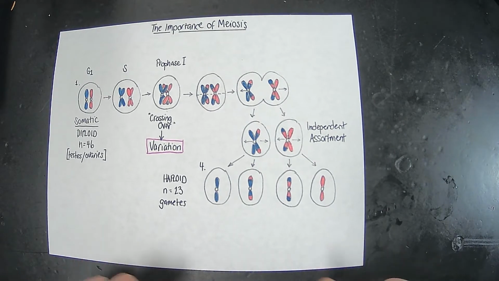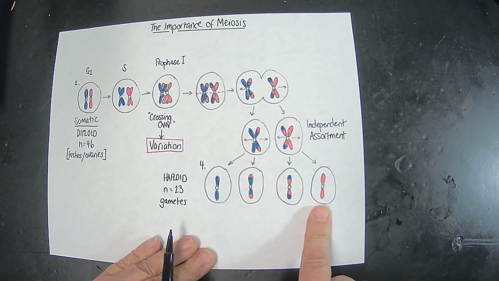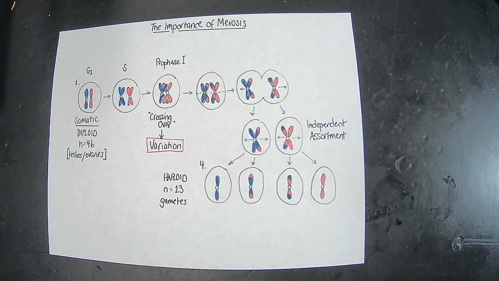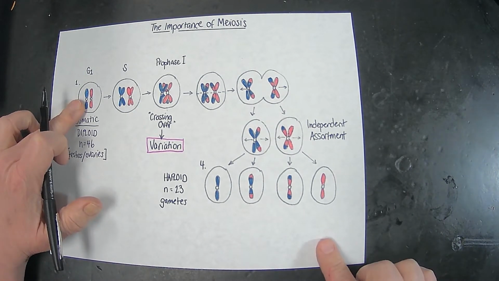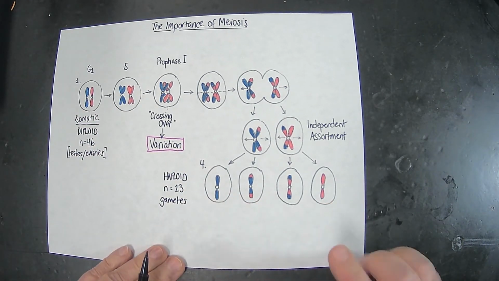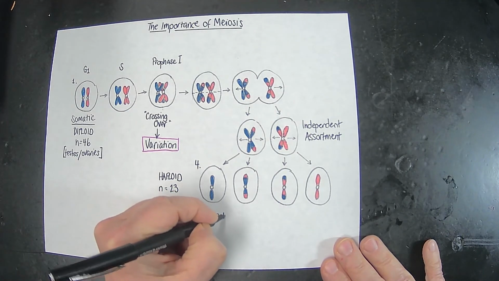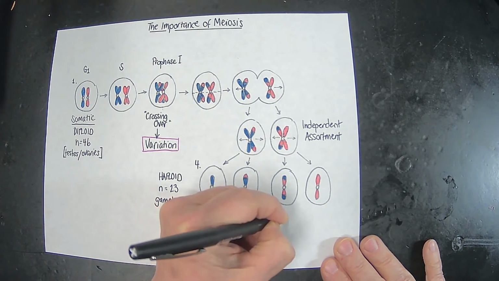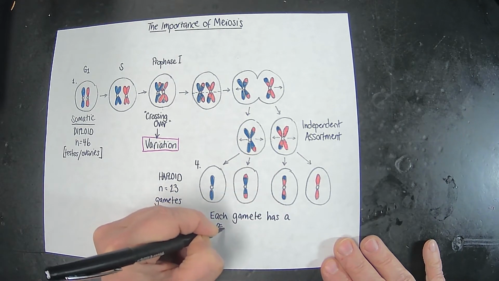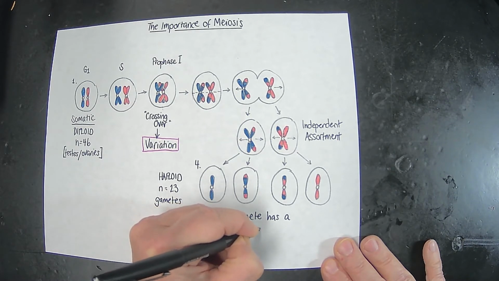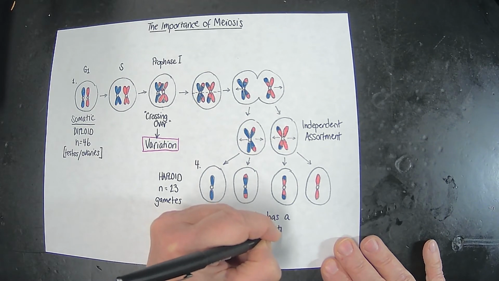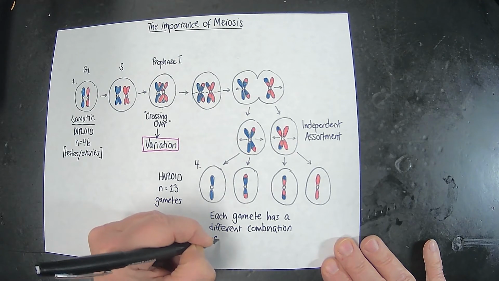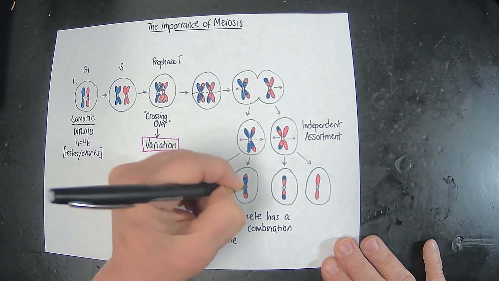Okay? Now, I want you to notice something else. I want you to look at these cells. You will notice that first, not one of these has the same combination as the original one. They have some which are the same, but they're not completely the same. So they are different from the cell that produced them, and they are different from each other. So each gamete has a different combination of genes. They are different from the cell that produced them, and they are different from each other.